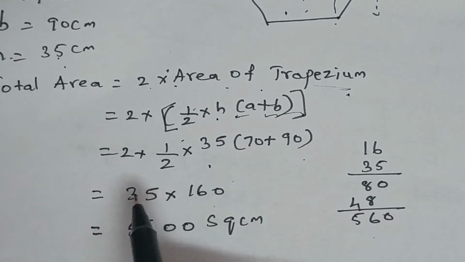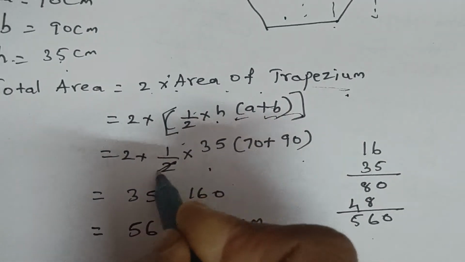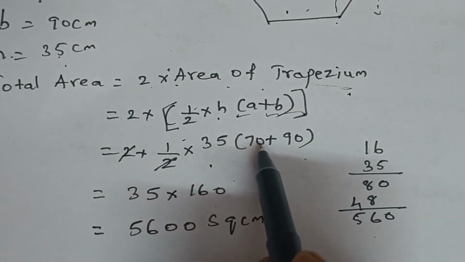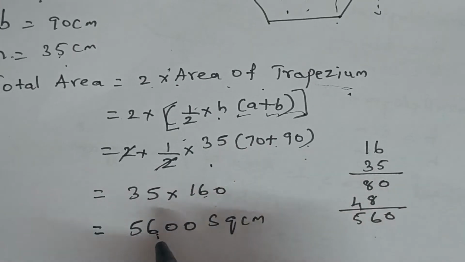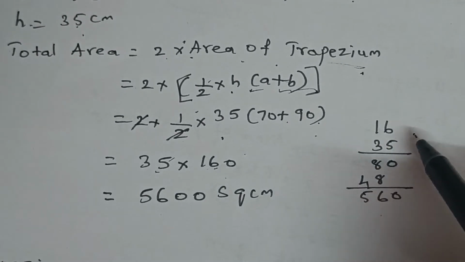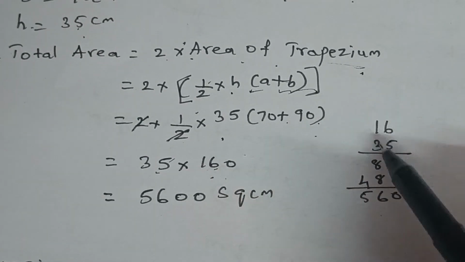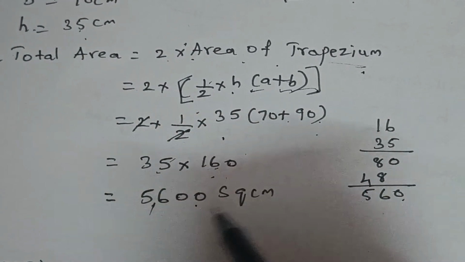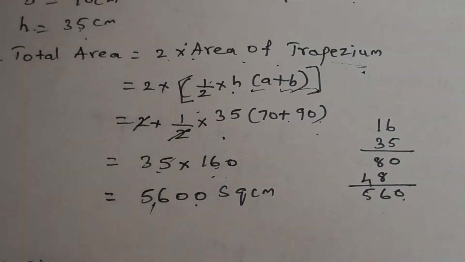Now add within the brackets first. We'll cancel this 2 and 2; 2 ones are 2, 2 ones are 2. And we have 35 into 70 plus 90, which is 160. Now multiply 35 into 160. For that we multiply 16 into 35 and with that answer put the 0. We get 5600 square centimeter as the area of the mat.